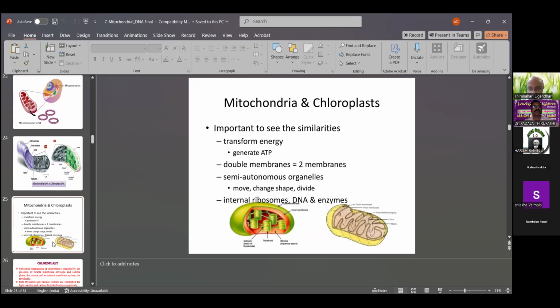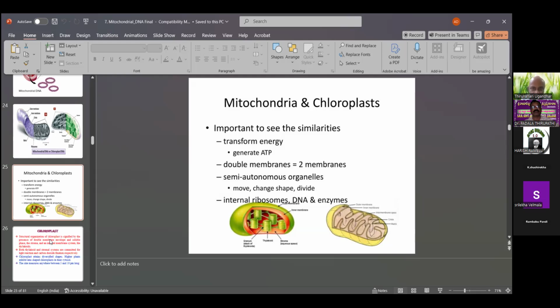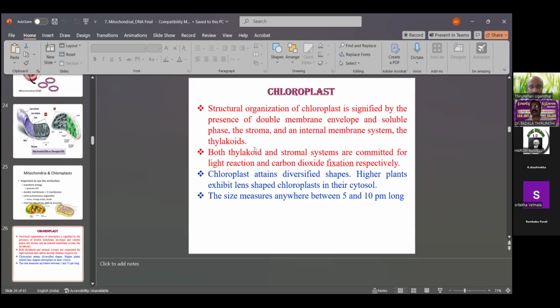Both chloroplasts and mitochondria have double membranes, are semi-autonomous organelles, and can move, change shape and divide. They have internal ribosomes, DNA and enzymes, which are similarities. Now the chloroplast structure: the chloroplast is signified by the presence of a double membrane. Both thylakoids and stromal systems are committed to the light reaction and carbon dioxide fixation.